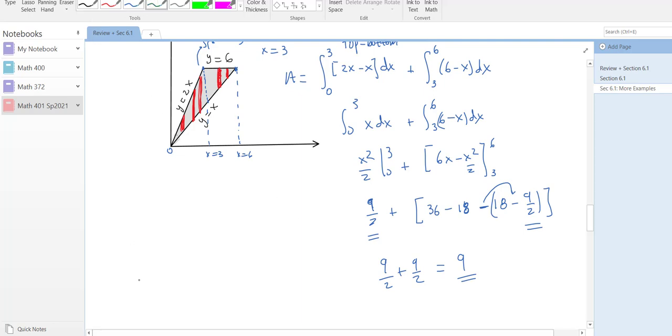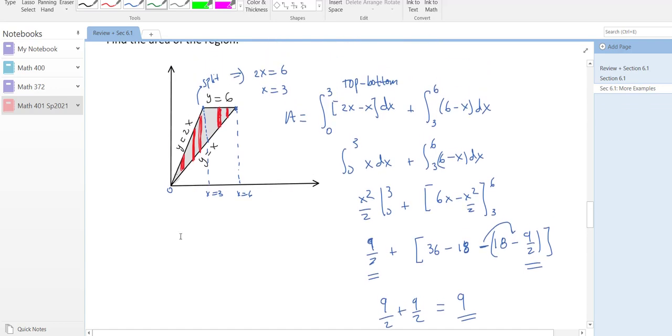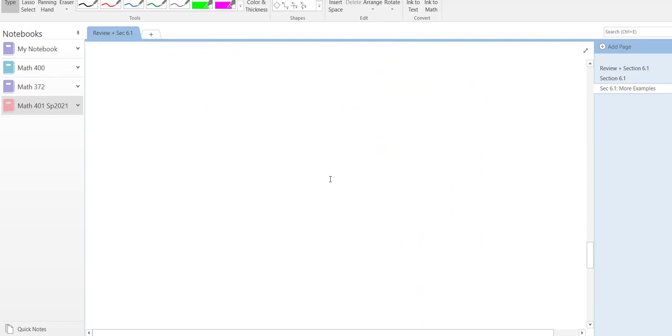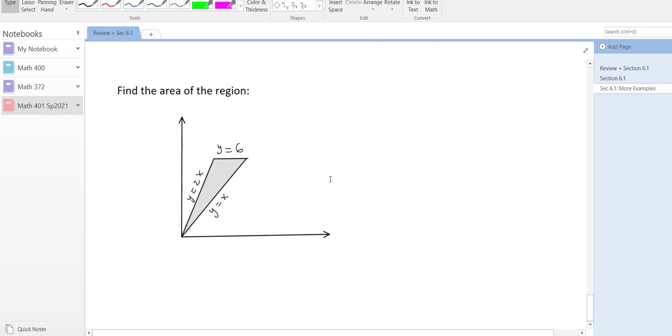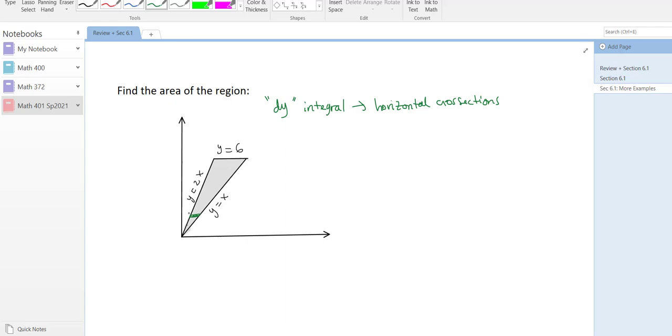So now let's try it as a dy integral. In this case, I had to use two integrals. What happens when we do it as a dy integral? So let's look at the same region. As a dy integral means horizontal cross sections. So horizontal rectangles. When I do a horizontal rectangle, remember the length of a horizontal rectangle is right minus left.